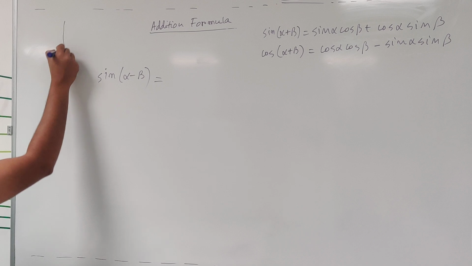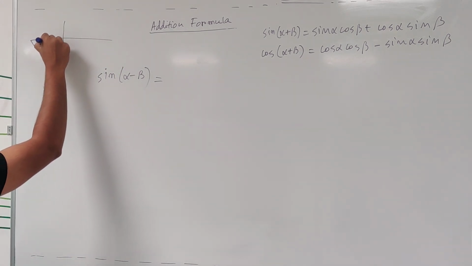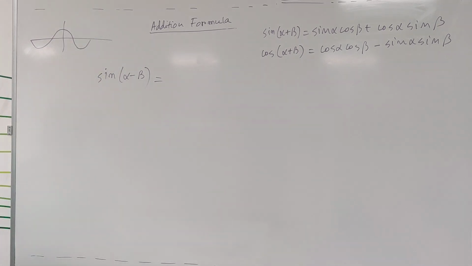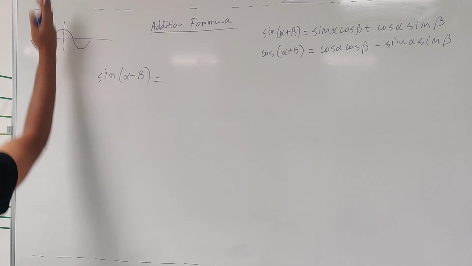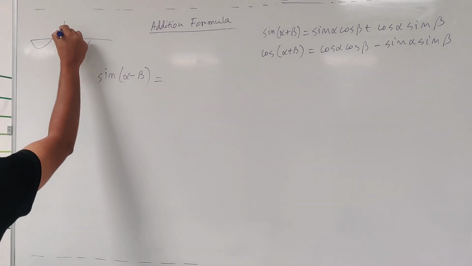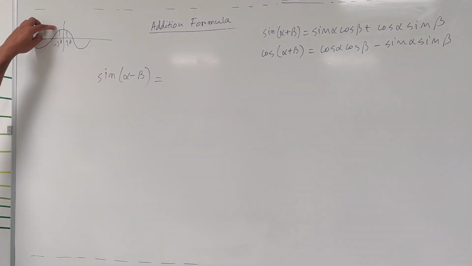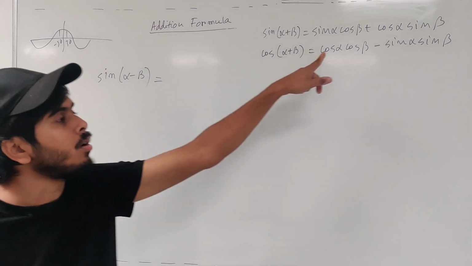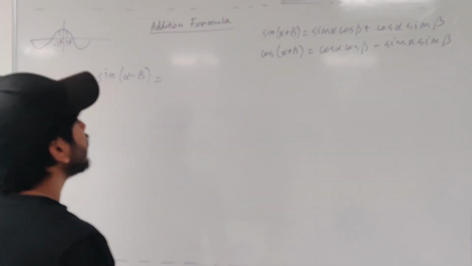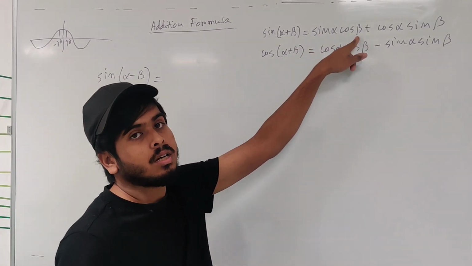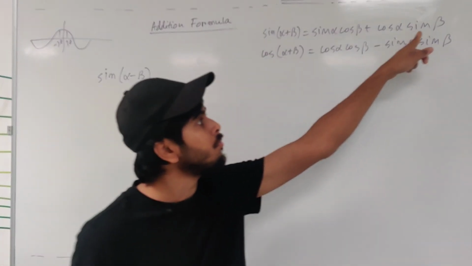If you remember how the graphs look like, cos looked like this, right? You see, this is symmetric about the y-axis. So if you have plus 30 degree or minus 30 degree, you get the same value of cos. This is called an even function. We have not discussed functions, but it is an even function. So if we substitute beta with minus beta, we should still get cos beta.